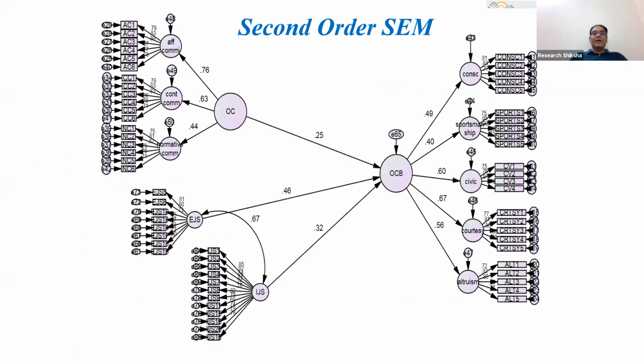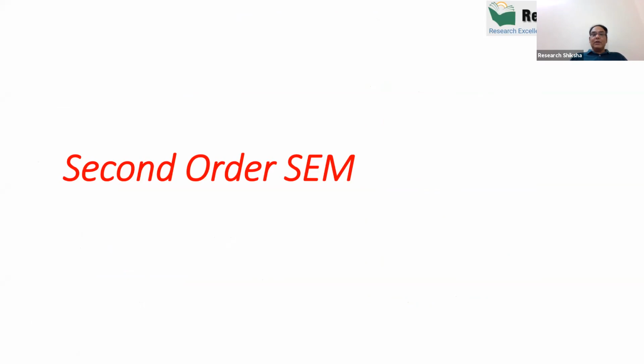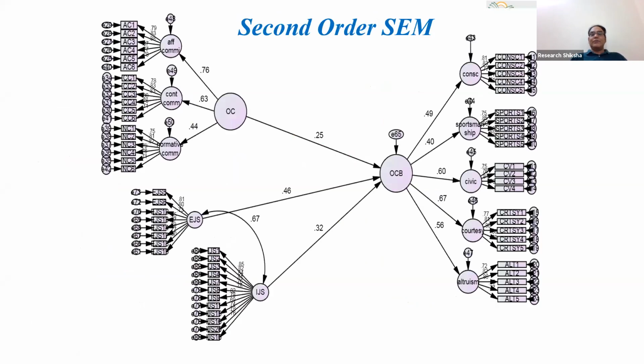Okay. So similarly, we are having the second order SEM. I'm telling you some of the examples of second order. Like here, you can see the OC, organization commitment. Organization commitment is having a significant impact on OCB. Here, OC stands for organization commitment and OCB stands for organization citizenship behavior. So here we are examining the relationship between two second order constructs. Whenever you are having different second order constructs, you can examine the relationship between them using SEM also. This structural equation modeling is called second order SEM.